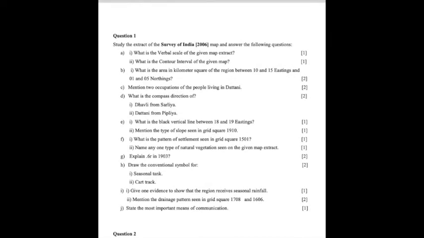Then what is the pattern of settlement seen in Grid Square 1501? They have written permanent dispersed settlement. You can write scattered also. Yeah, you can write scattered. Then, name any one type of natural vegetation seen on the given map. The extract has fairly dense mixed.